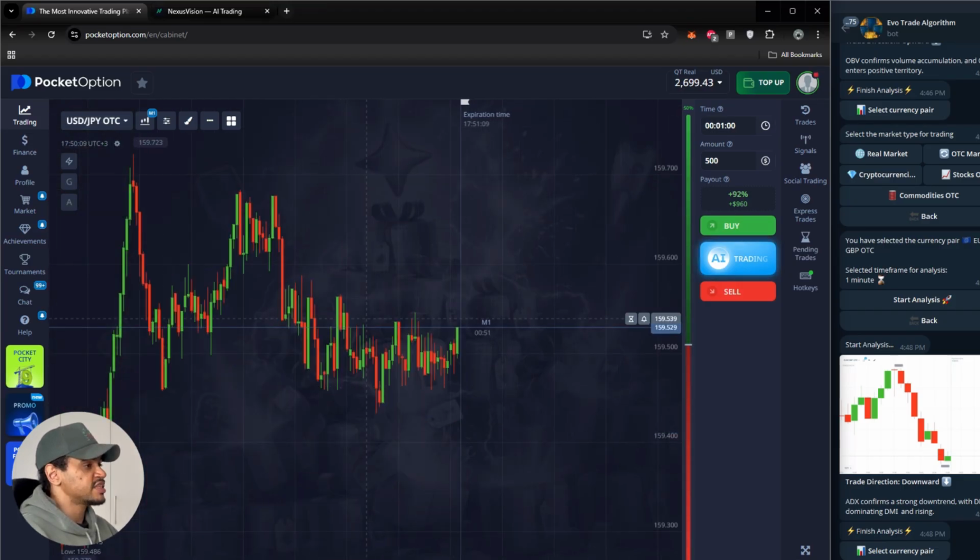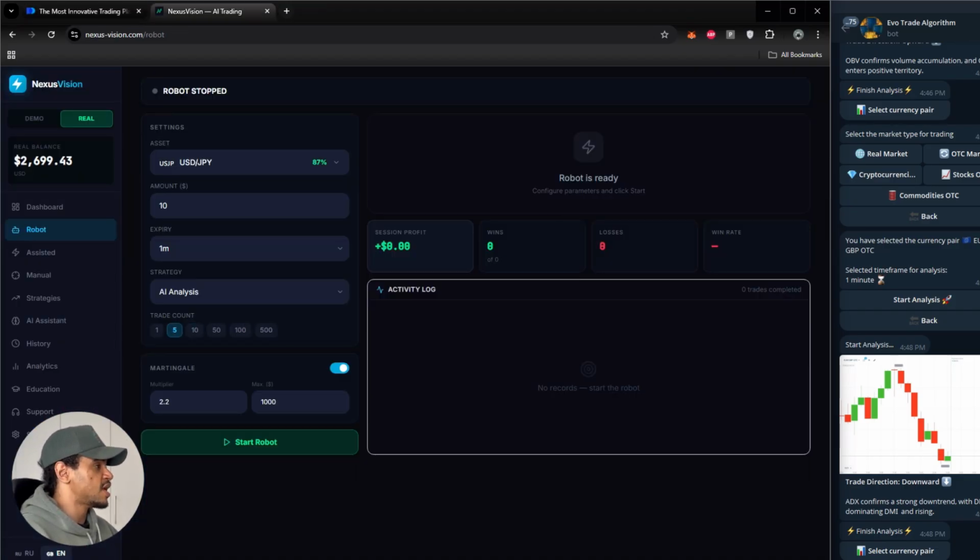Now, this market is horrible, and we're going to do 5 trades. We're going to do 2 martingale. We're going to go to 400. Let's do 250, and let's do 50 amount with 15 seconds time frame. So you select the settings that you want for the robot to execute.